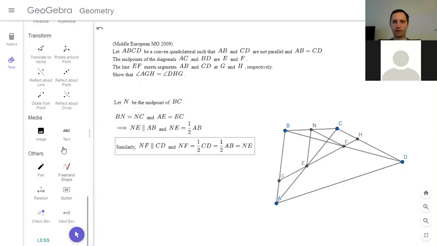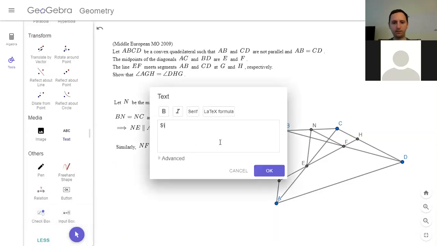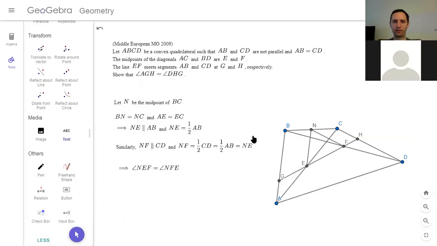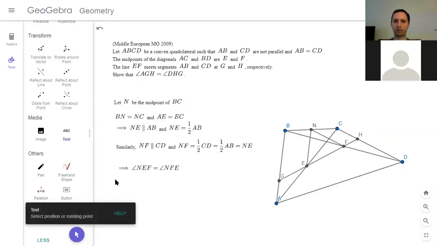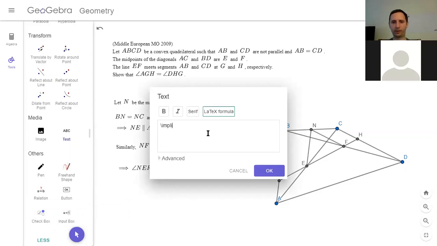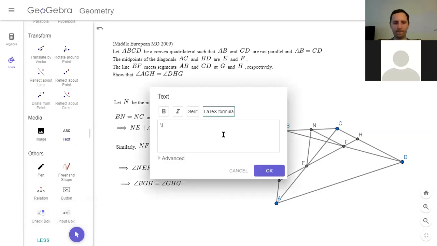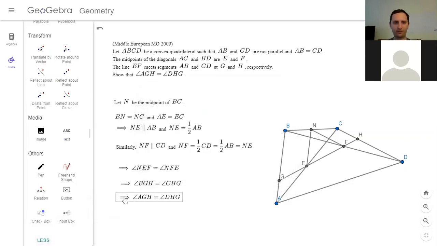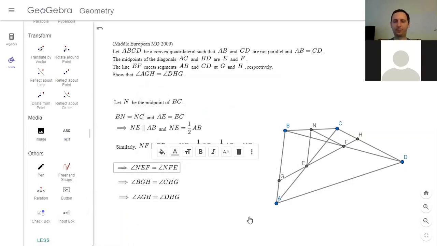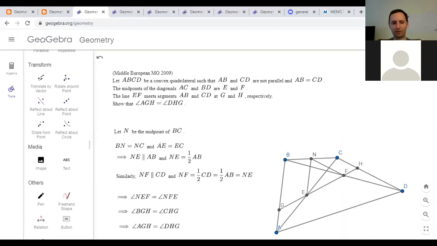So that means that angle NEF is angle NFE. And that means that angle BGH is CHG. Yeah, first I'll just write that. That means angle BGH equals angle CHG. And that means that angle AGH is DHG. All right, that was an interesting one. So yeah, the lesson is, when you have midpoints of diagonals, it helps to construct the midpoint of the side. All right, next problem.